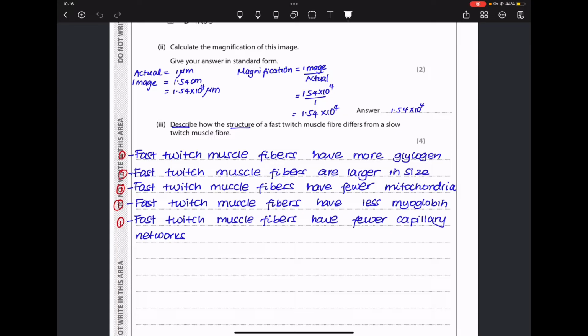They are larger in size. Fast-twitch muscle fibers have fewer mitochondria because there is less need for aerobic respiration, and fast-twitch muscle fibers have less myoglobin, and again there is less need for aerobic respiration. Fast-twitch muscle fibers have fewer blood capillaries, and again they do not need oxygen to be delivered that much for respiration to be carried out, so the nutrients are going to be got from glycogen, which is already stored there, so there is no need for much capillary networks within the fast-twitch muscle fibers.